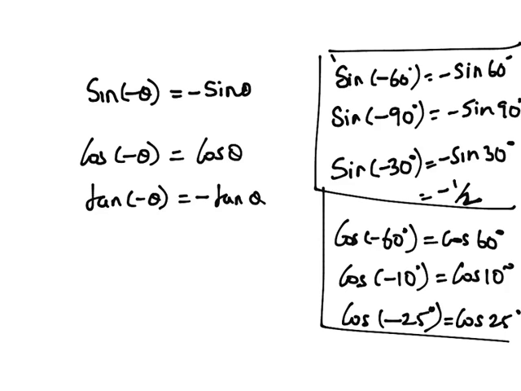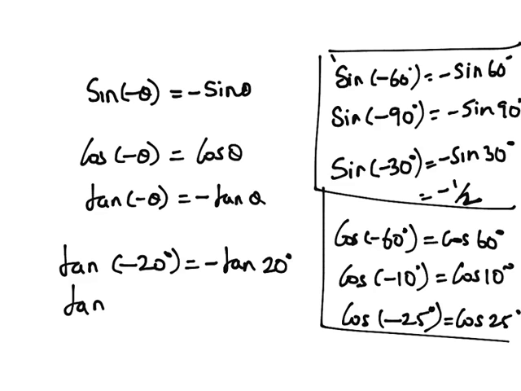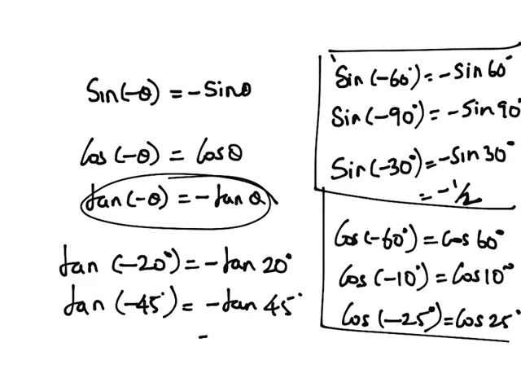So it means tan of minus 20 degrees will be equal to minus tan 20 degrees. And if you want to find, let's say, tan minus 45, tan of minus 45 is nothing but minus tan 45 according to this property, and we know that tan 45 is 1, so minus 1. So tan of minus 45 degrees is equal to minus 1.